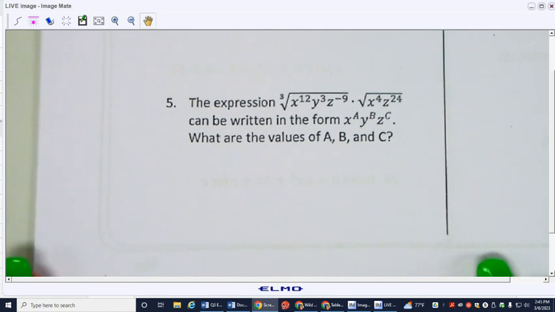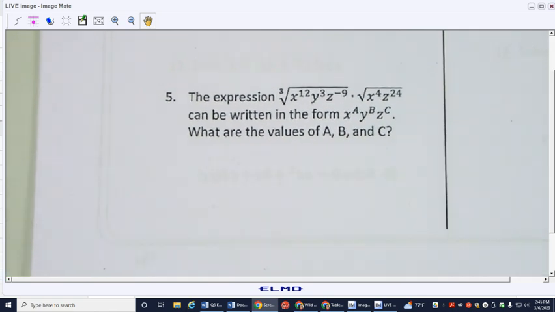Number 5, the expression, the cube root of x to the 12th, y to the 3rd, z to the negative 9th times the square root of x to the 4th, z to the 24th, can be written in the form x to the a, y to the b, z to the c. What are the values of a, b, and c?